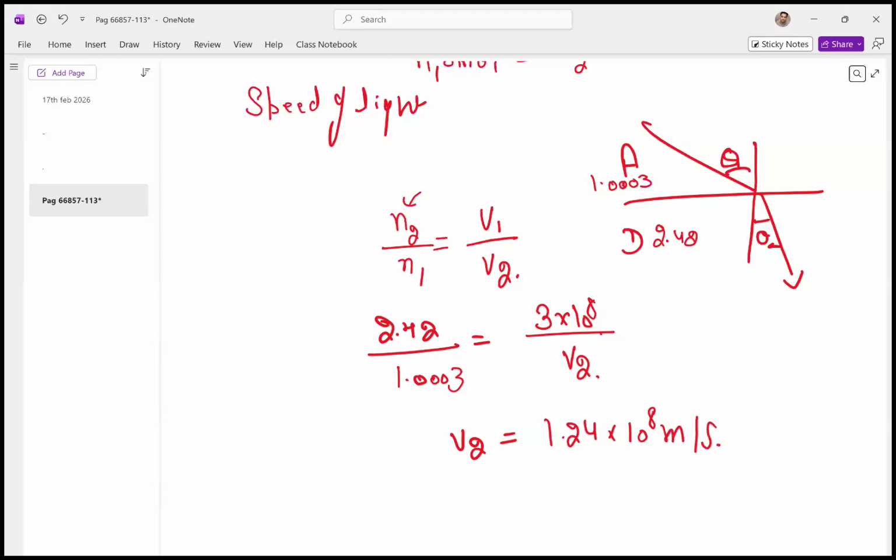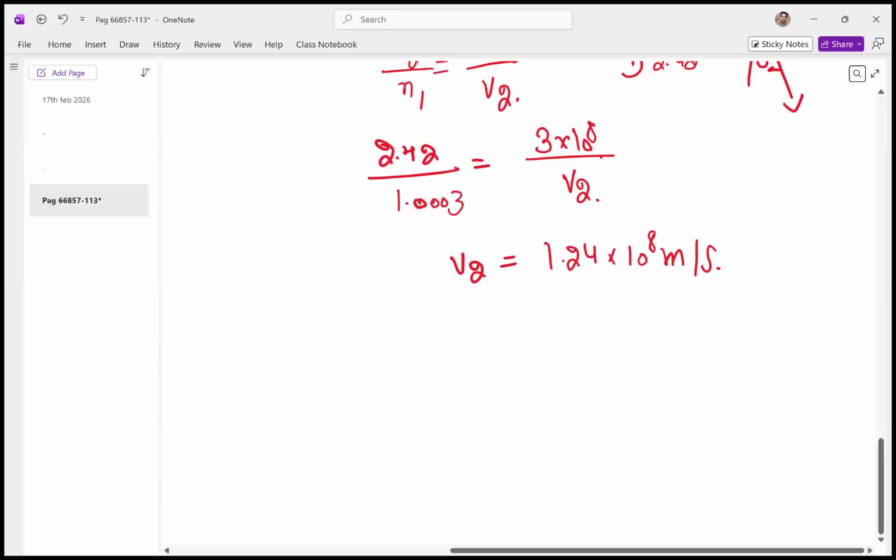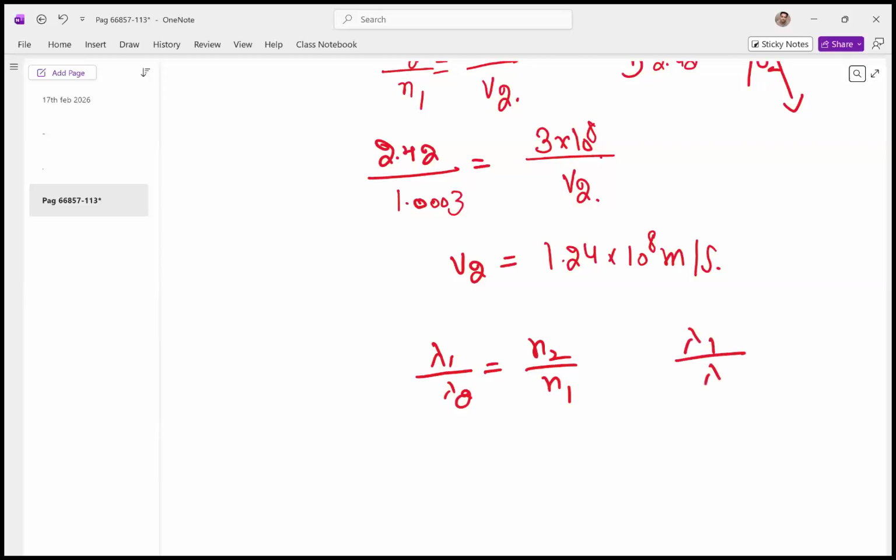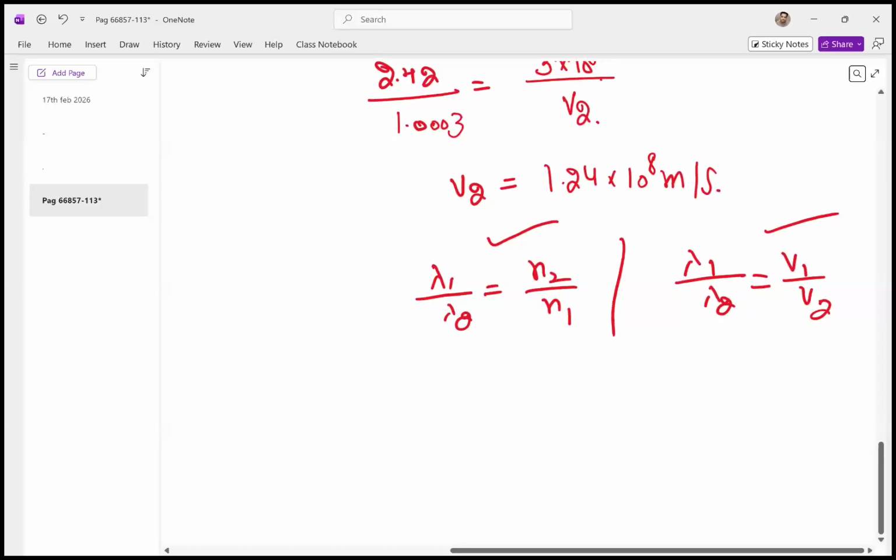So once we have the velocity, we can compare now the wavelengths also. So if I compare the wavelengths, lambda 1 upon lambda 2 equal to n2 upon n1. You could have compared lambda 1 upon lambda 2 equal to v1 upon v2. You could have done either this one or this one. Both will lead to the same answer for you.